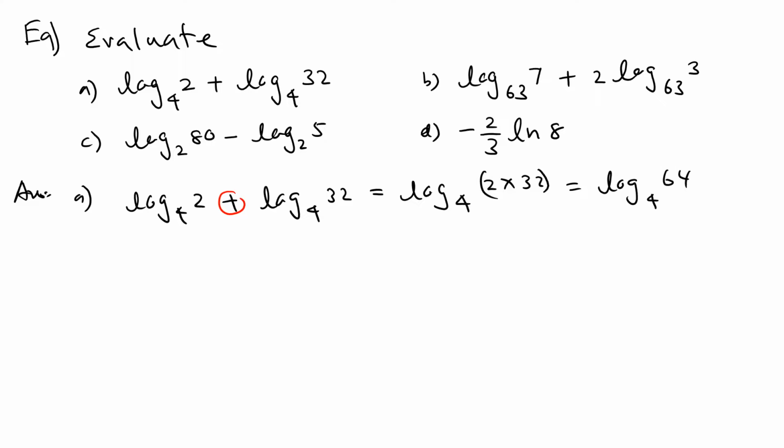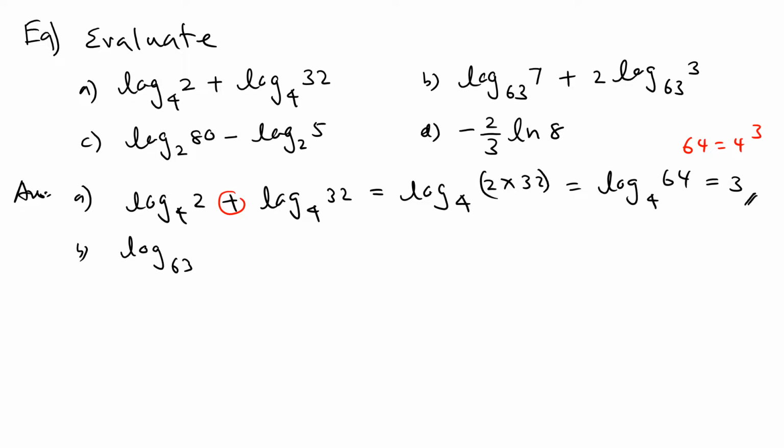And then we know just by the definition, since 64 is 4 to the cube, this is simply going to be 3. The reason is we know that 64 equals 4 to the cube. The index is the log. That means it is 3. So the answer is 3. So you can see this simplifies to 3. It's interesting.